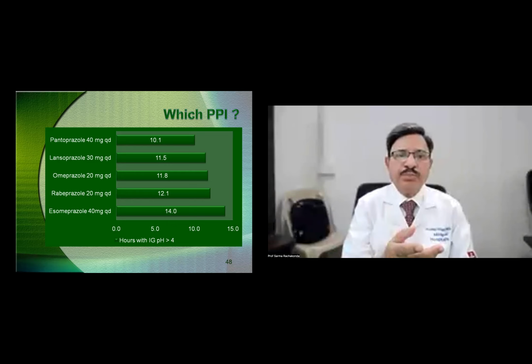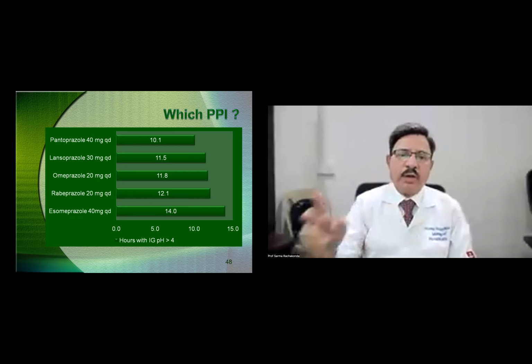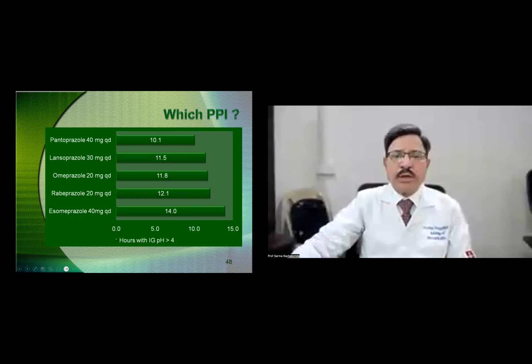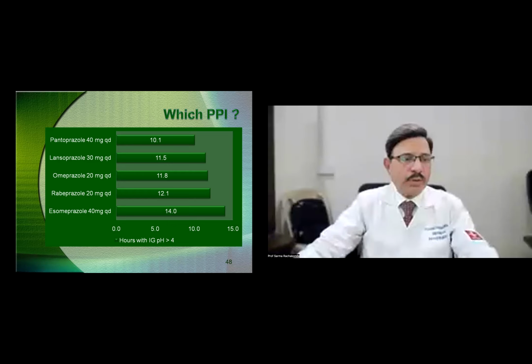So pantoprazole, lansoprazole, omeprazole, and rabeprazole generally have to be given twice a day for them to be effective. But esomeprazole, because of its relatively longer life, even once a day might work. So this is very important information for us.